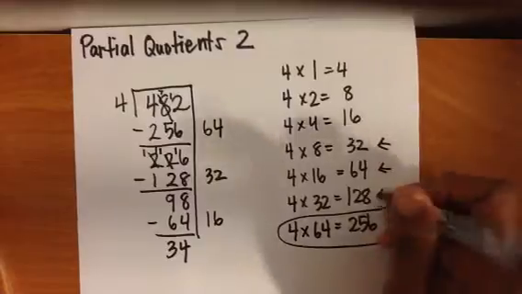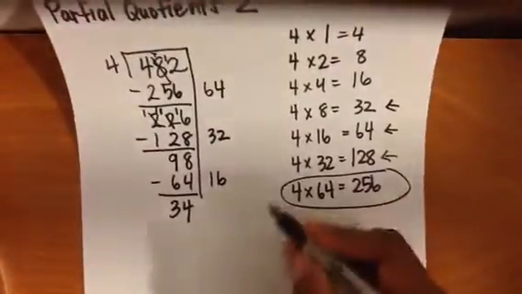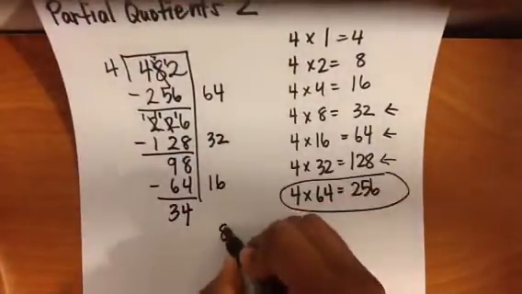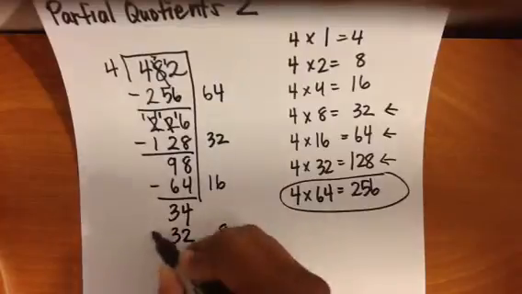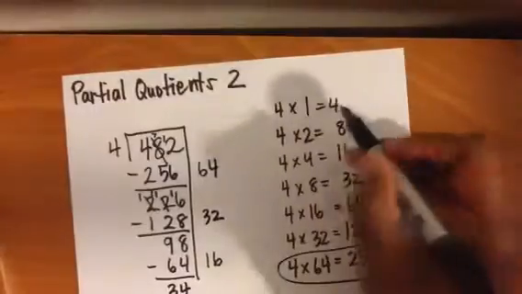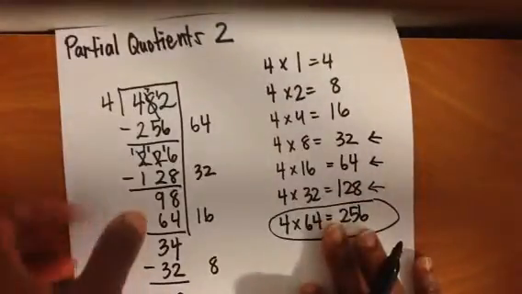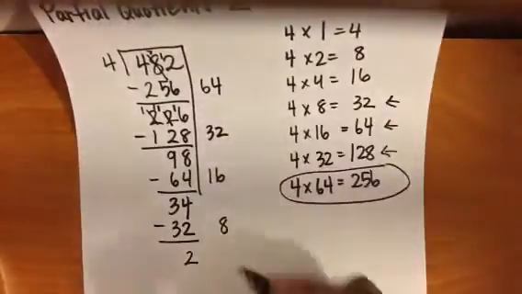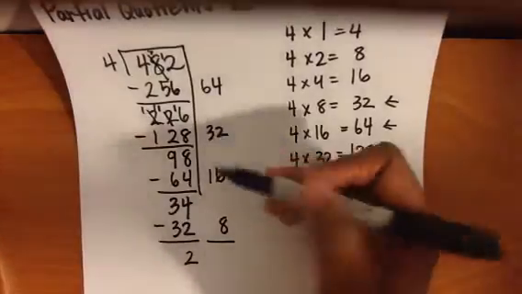Now this fact is going to help me. 4 times 8 is 32. 34 minus 32 is 2. 4 times 1 is too large, so I have a remainder of 2. Now I'm going to total my partial quotients.